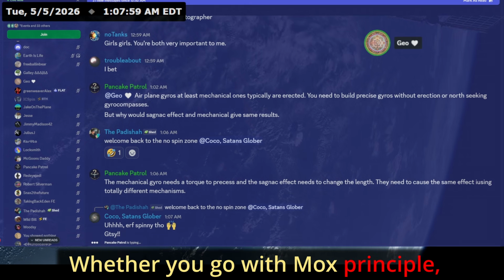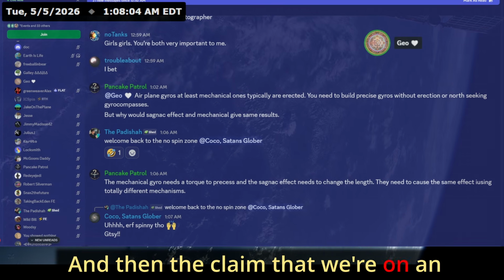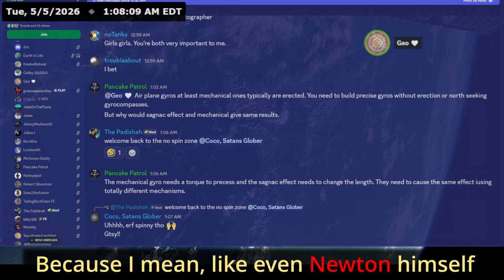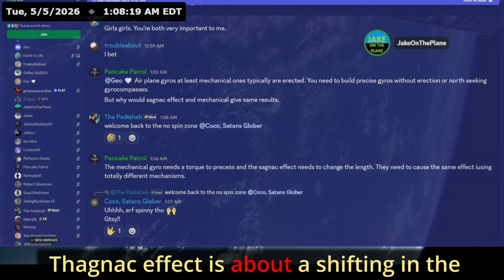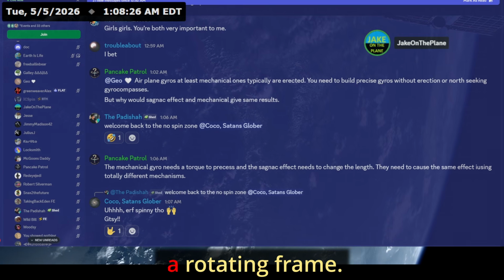Whether you go with Mach's principle, whether there's considerations of ether, and then the claim that we're on an actual rotating sphere and how that has shifted through time. Because even Newton himself thought it was ether. So the Sagnac effect is about a shifting in the frequency of light when it's in a rotating frame.